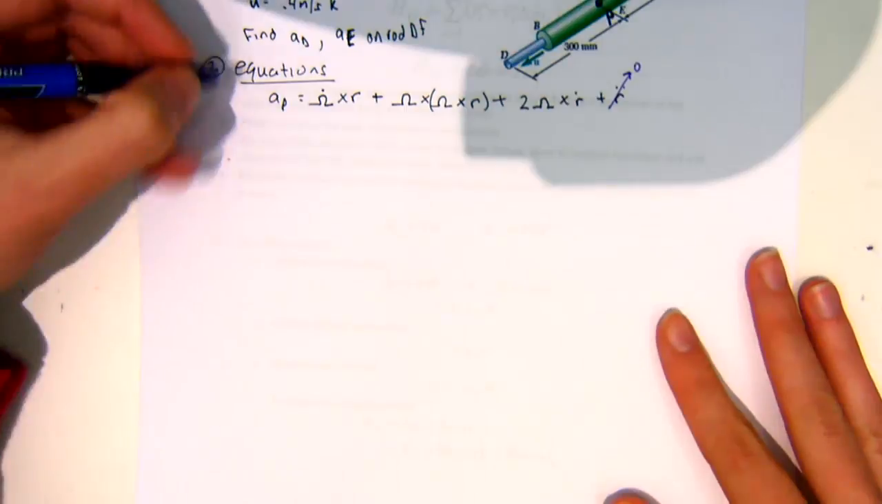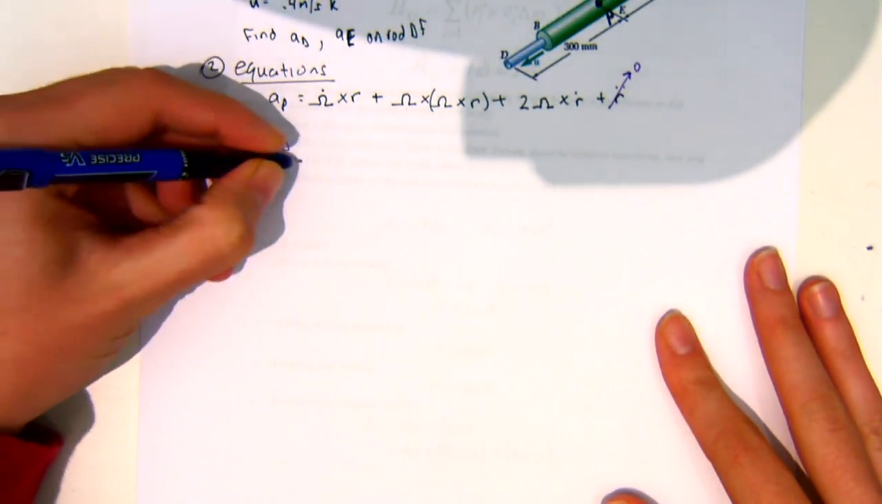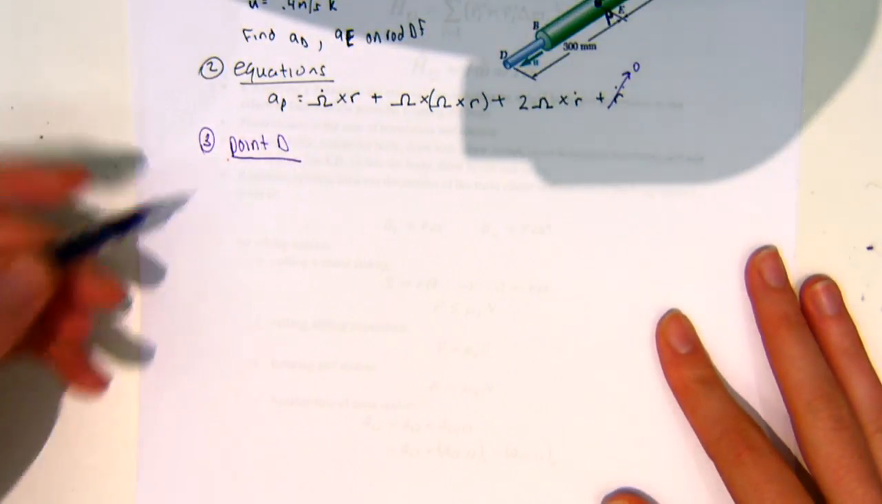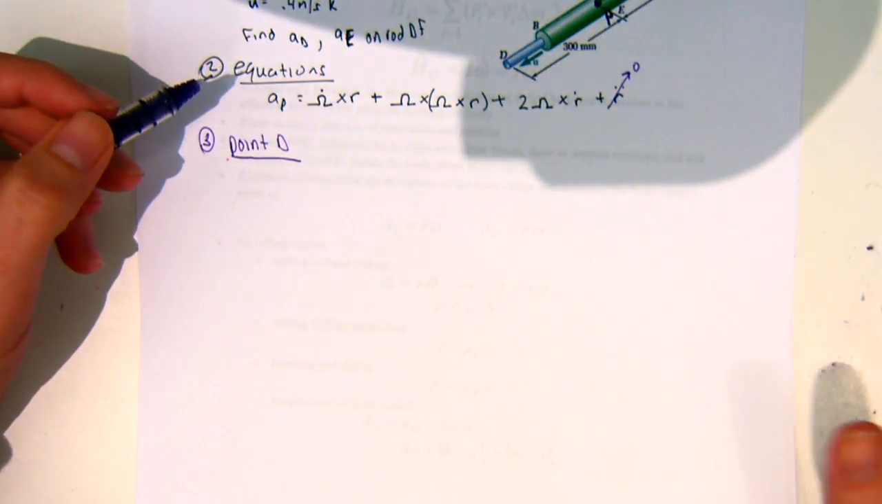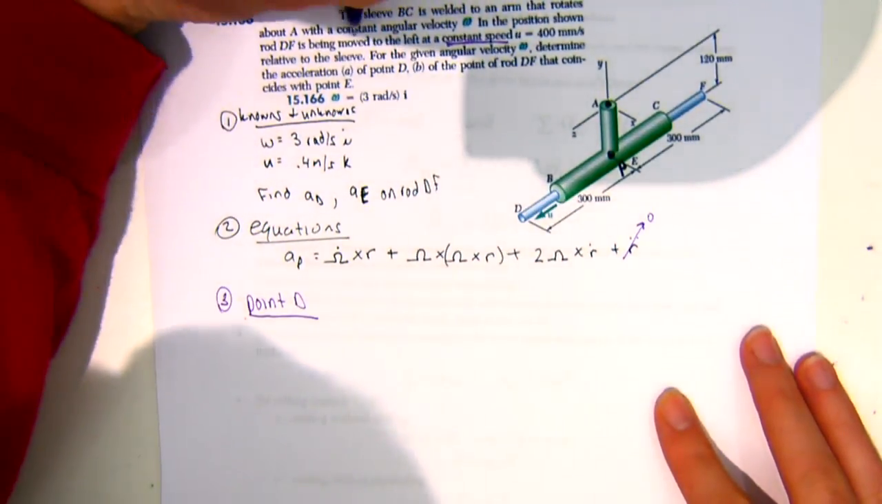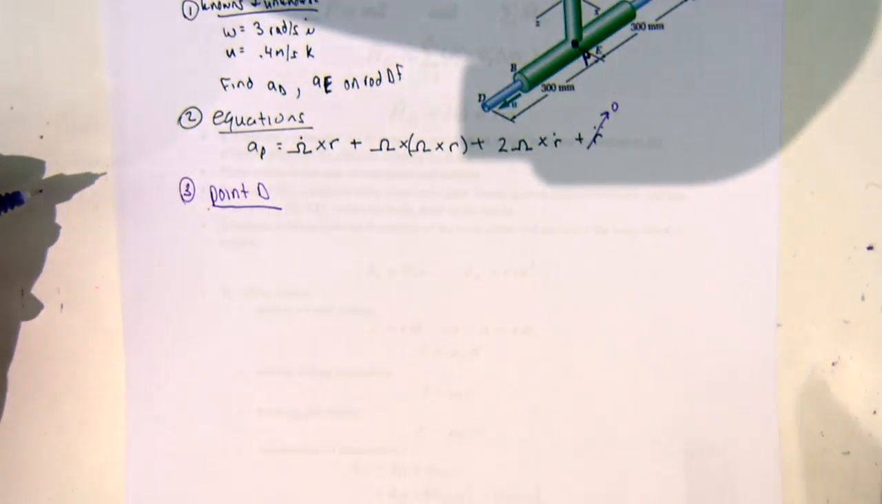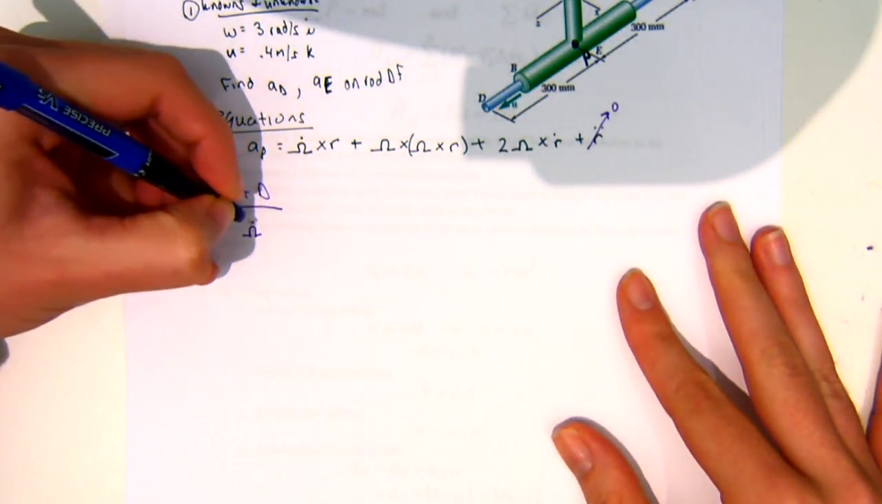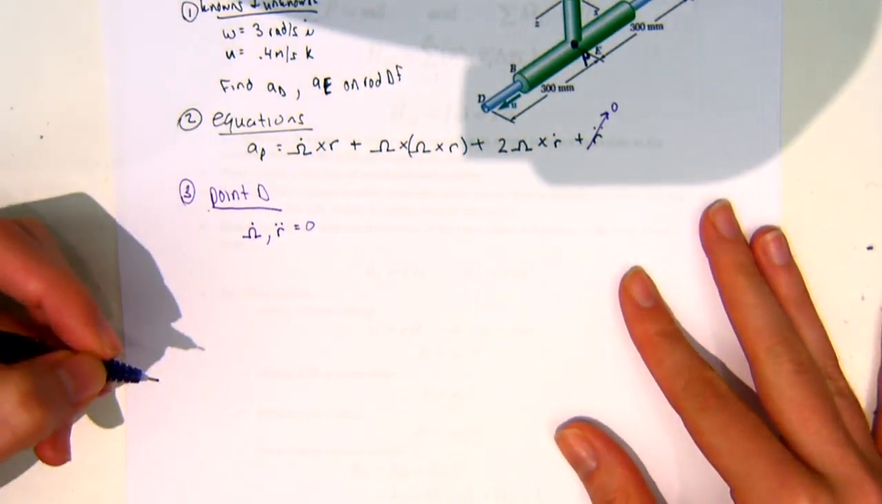So for point D, or just in general for this problem, we're told that we have an omega of 3 radians per second. In the problem, it says that it has a constant omega. So what does that mean about omega dot? Zero, good. So omega dot, and we already said it, r double dot, those are both equal to 0.